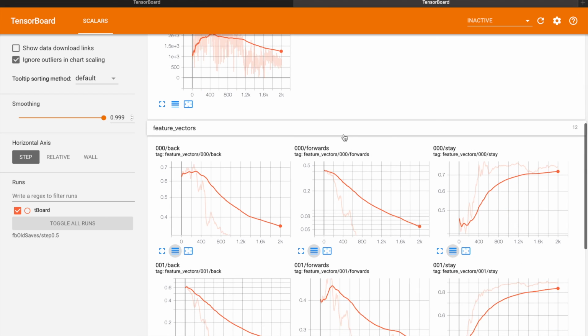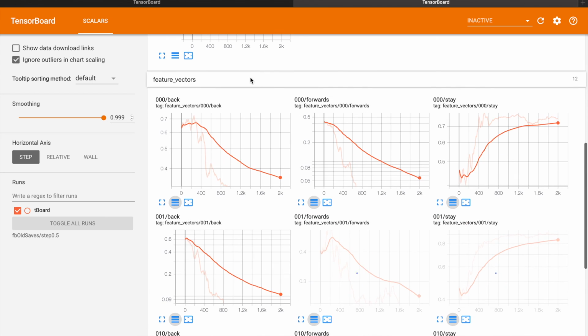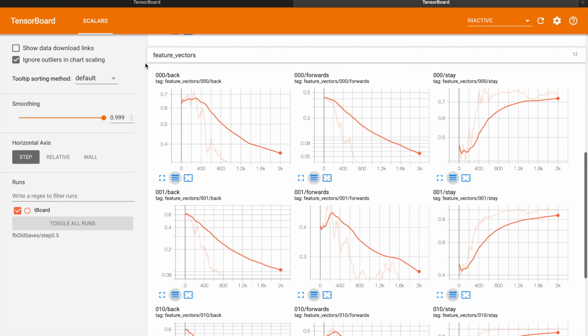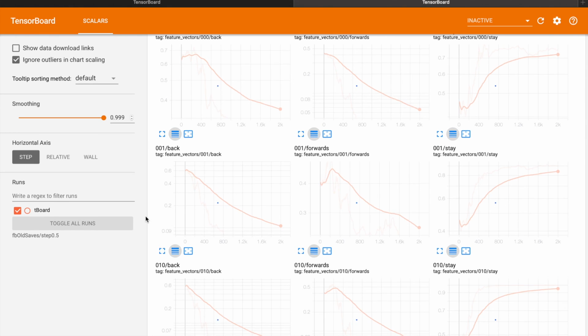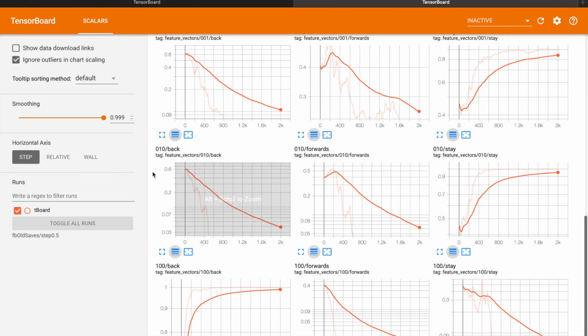And here we see for 0, 0, 0, stay was actually the preferred option. Interestingly, the only two states we need to actually learn are 0, 1, 0 and 1, 0, 0. 0, 1, 0 is when the agent is on top of the emerald, and 1, 0, 0 is when the emerald is directly behind the agent. And we can see here that we do indeed learn correctly to stay, and also back is learned correctly.